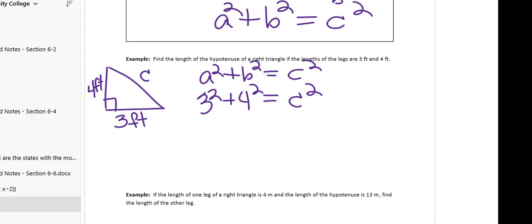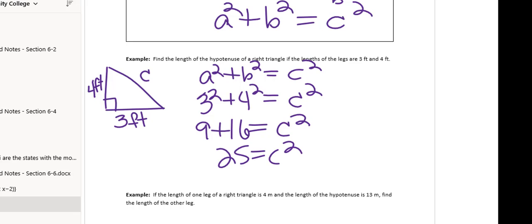So now I need to solve. And I can solve that. Let's just continue to combine like terms. So I have 9 plus 16 is equal to C squared, or 25 is equal to C squared. All right, now we can actually probably figure this out and say what squared gives me 25. We can probably do that. Or we can use our factoring, either way.